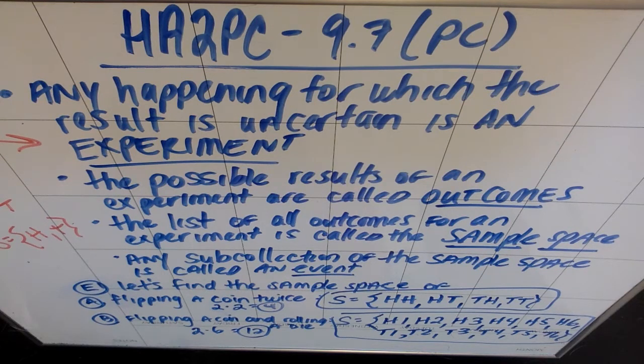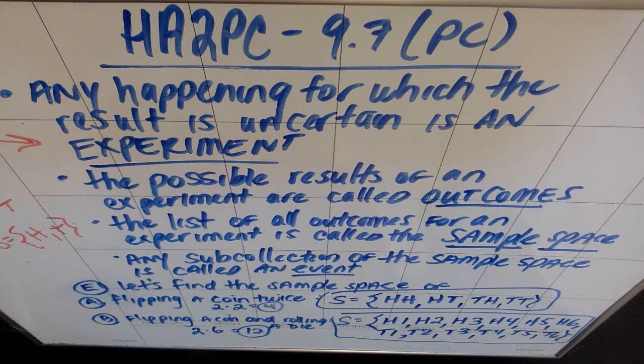Now, when we talk about an event, when we look at these larger sample spaces, I could say, for instance, in A, where I was flipping a coin twice, my event could be that I flip the same thing both times. Well, that would consist only of heads, heads, and tails, tails. It wouldn't consist of the other 2. So an event is some subset of the sample space, some specific outcomes within the list of all outcomes.